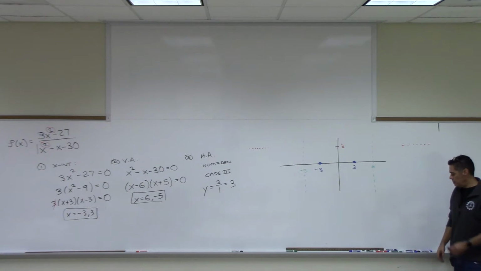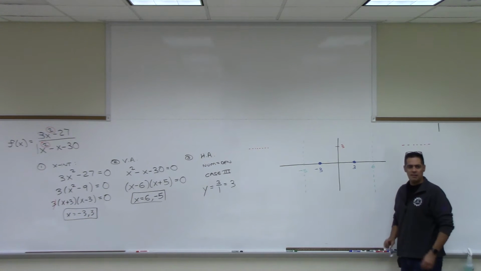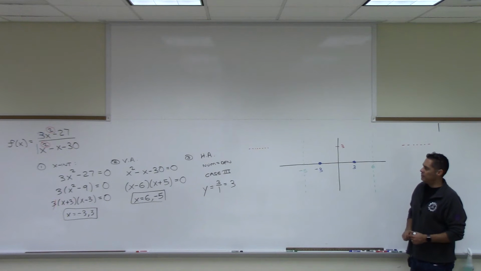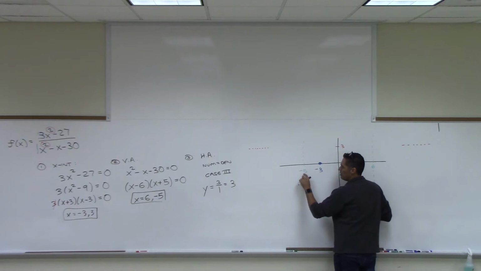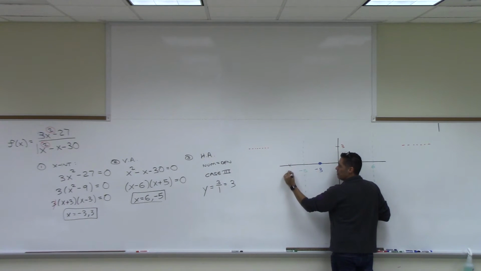And now, test points, right? 5 of them. What should I pick to the left of this? Maybe like, I don't know, -6, -7, -10, anything you want. I'll go -7.